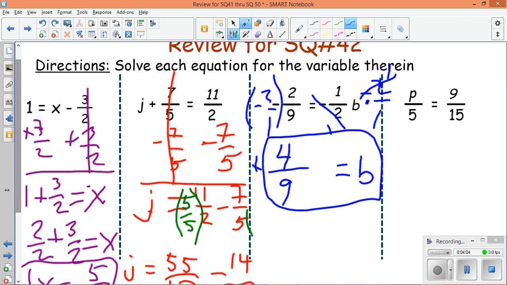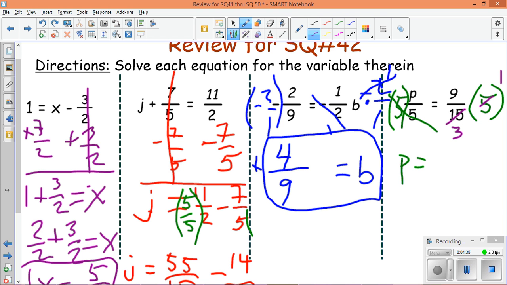P divided by 5 equals 9 over 15. I am dividing p by 5, so what I am going to do to undo that is I am just going to multiply both sides by 5. Multiply by 5, multiply by 5, that 5 and that 5 reduce to 1, so I have p equals, and this 5 and this 15 are also going to reduce because they have a common factor of 5. When I divide that out, 5 becomes a 1, 15 becomes a 3.